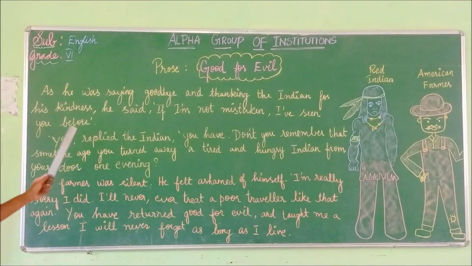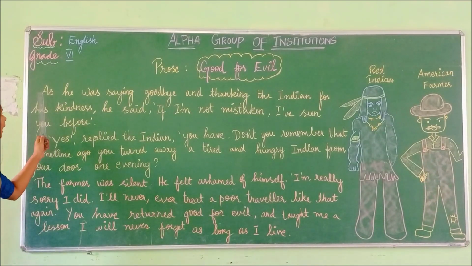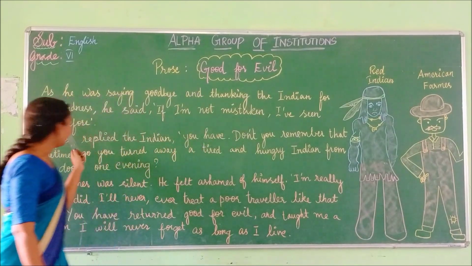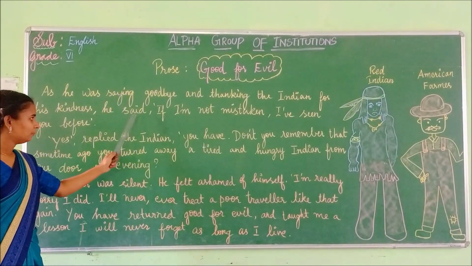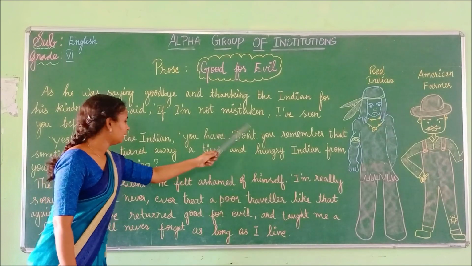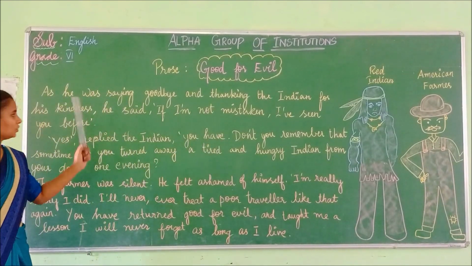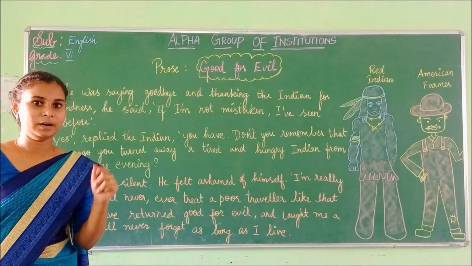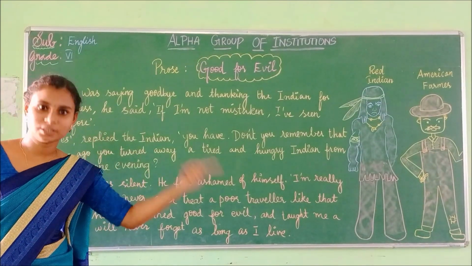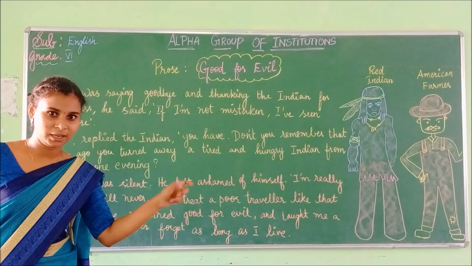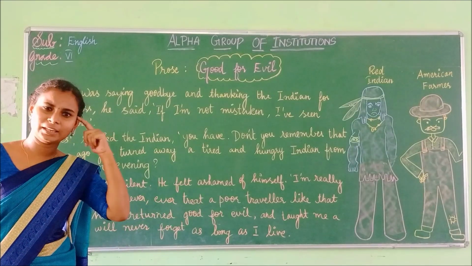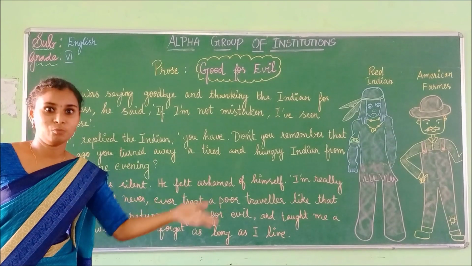Okay children, we have come to the last part of the lesson. As he was saying goodbye and thanking the Indian for his kindness, he said, "If I am not mistaken, I have seen you before." So here, I have told you already that the American farmer was thinking that he has seen this person, who is that Red Indian. He has seen that person before, but he is not recollecting where and when, okay.